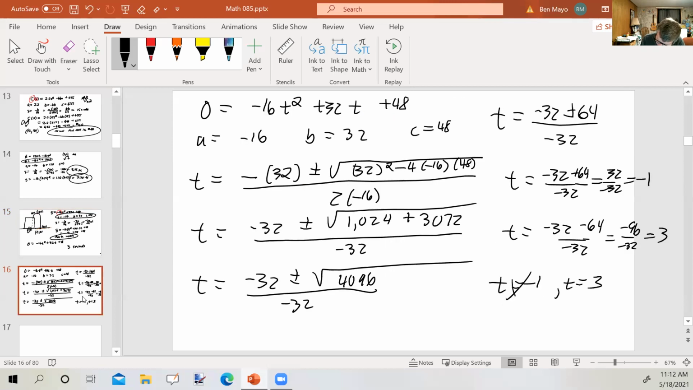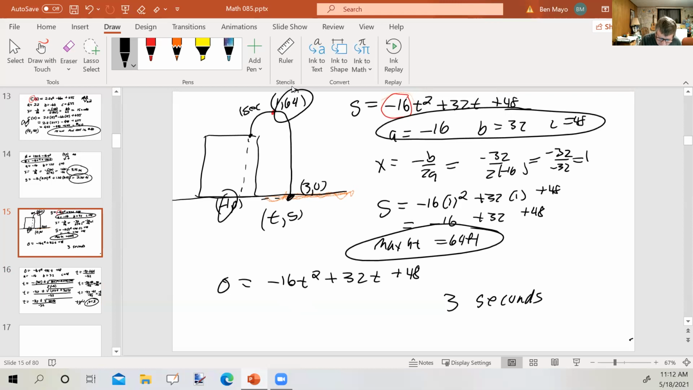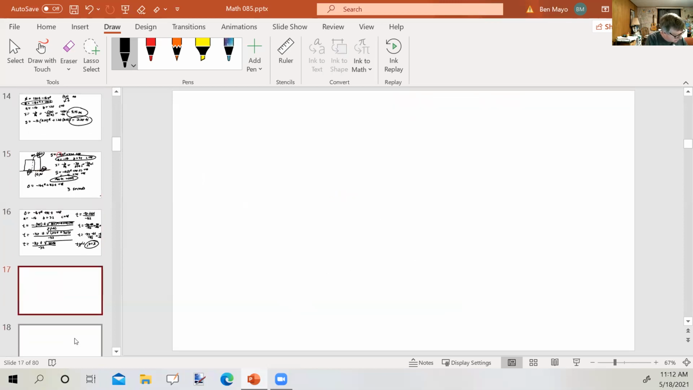So this value right here. So what's the maximum height? 64 feet. When did it hit the ground? 3 seconds after it was launched. Okay. All right, I want to take a look at another application problem.